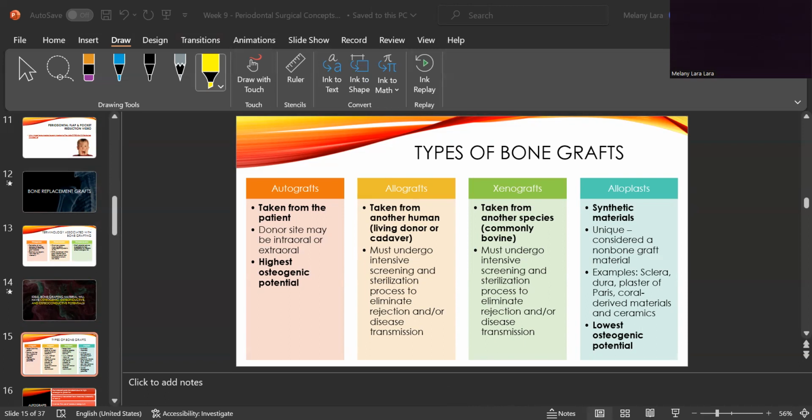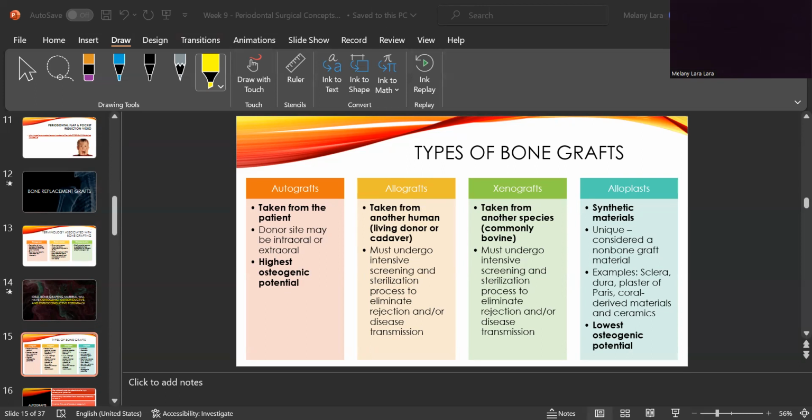Now, it can be a living donor, but most of the time it's a cadaver. Obviously, because it's coming from a cadaver or another human being, these have to go through very intensive screening and sterilization processes in order to make sure that the graft material is safe. We don't want to be putting graft material in a patient from another patient that had HIV or a virus infection or anything like that. So we have to be really careful with that.